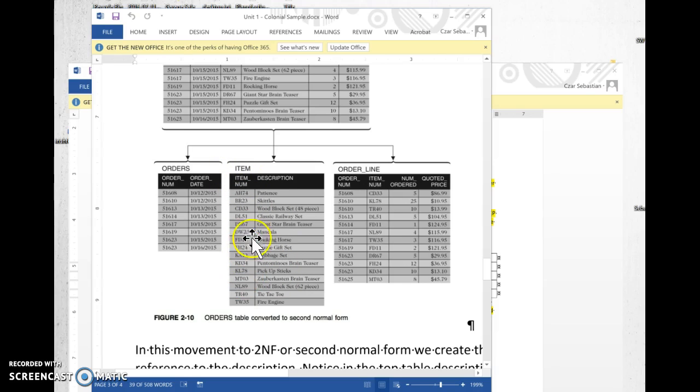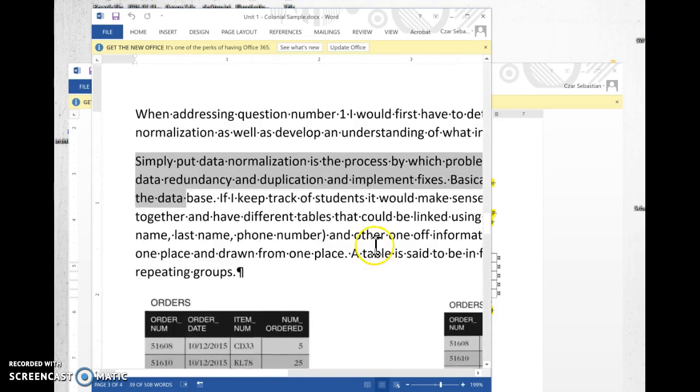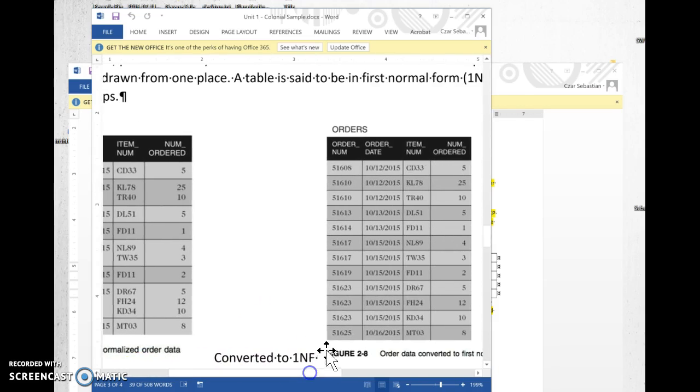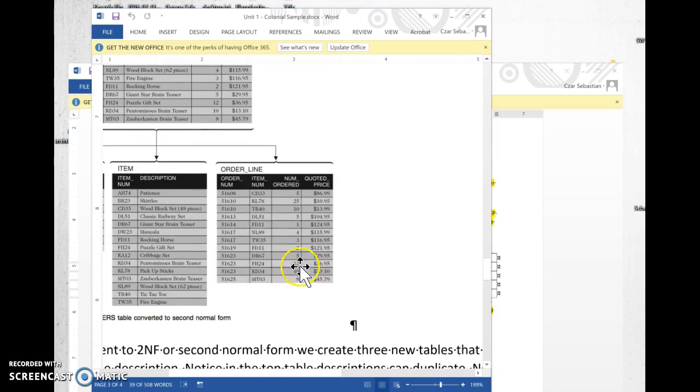Then what's going to happen is in my orders, I have an order number and an order date. And over here in my order line, I have what order number corresponds. For instance, there's 51610. 51610 now has two items associated with it, which are very similar to our orders. 51610 right here has those two items associated. They have their own particular lines.